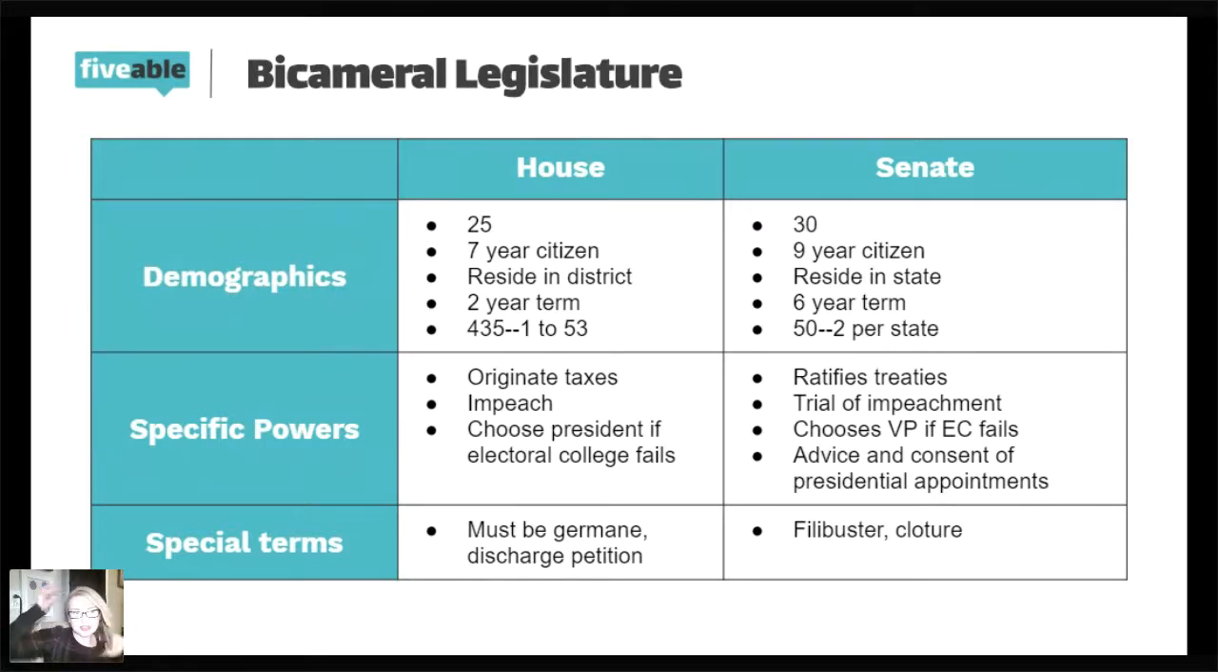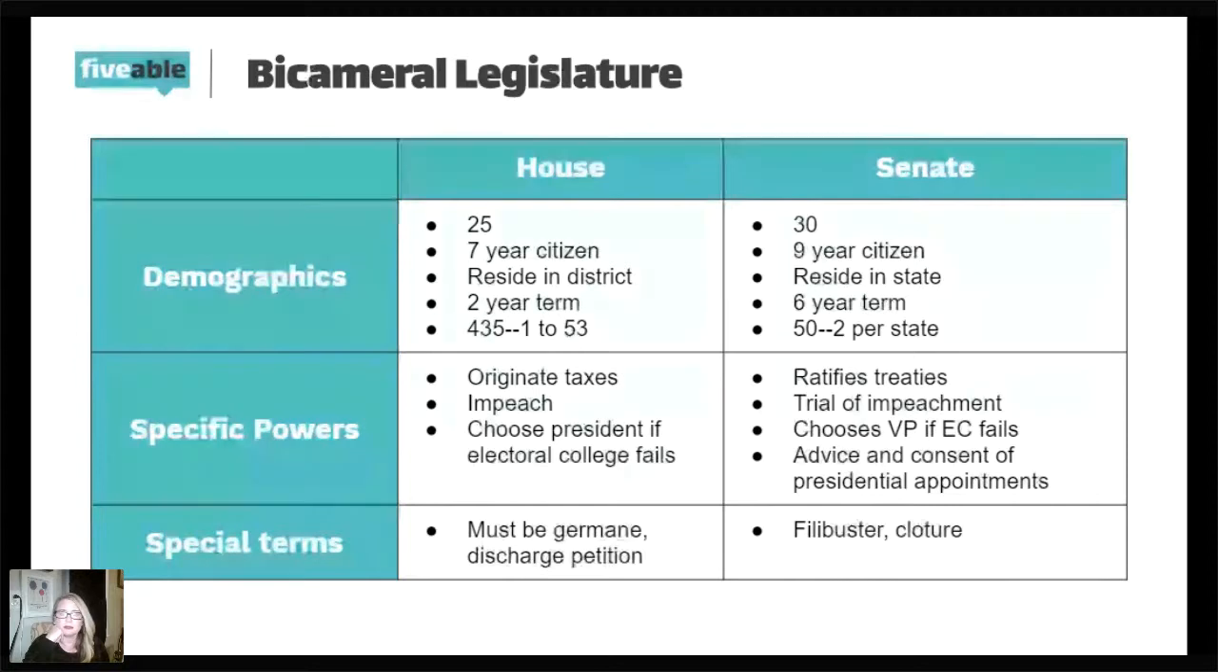So here, this table discusses the difference between the House and the Senate. First, in just demographics, the House requirements are more lenient. You only have to be 25 instead of 30 with the Senate, only a 7-year citizen instead of a 9-year citizen. The term is only 2 years in the House, whereas in the Senate, it is a 6-year term. A House member has to reside in the district where they're campaigning from. Okay, whereas the Senate seats are statewide, so they just have to reside somewhere within the state. Every state has 2 senators, and every state has to have at least 1 House member.